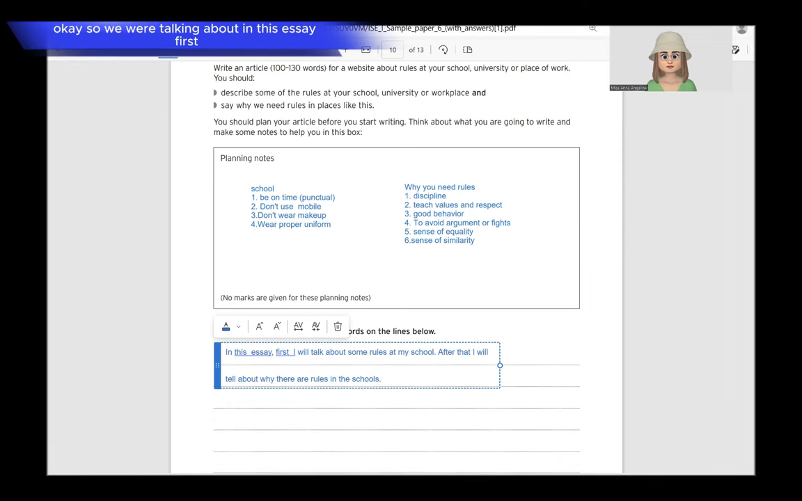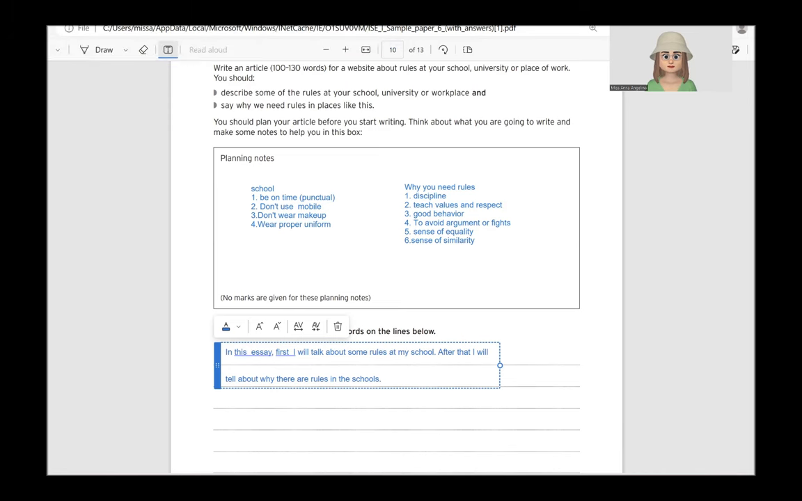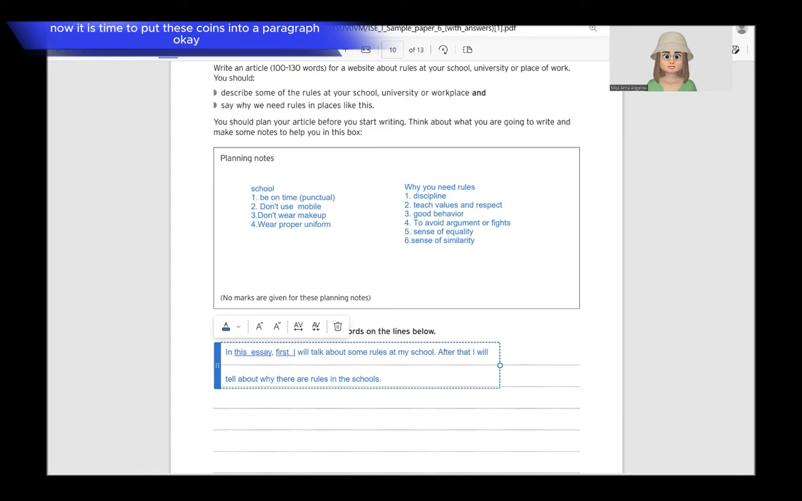Okay, so Nidhi, we were talking about in this essay. First, I will talk about some rules at my school. After that, I will tell about why there are rules in the school. This is the beginning of it. We call it the introduction to the essay. Then we have some outline in here in front of us. You know that we have what are some rules at school, and then we have on the other side, why do we need rules at school? So now it is time to put these points into a paragraph.